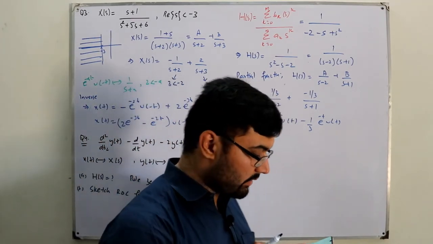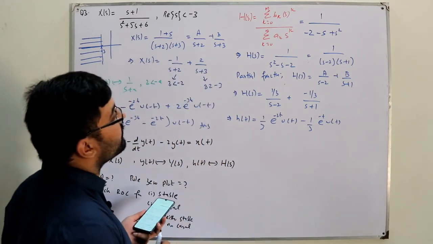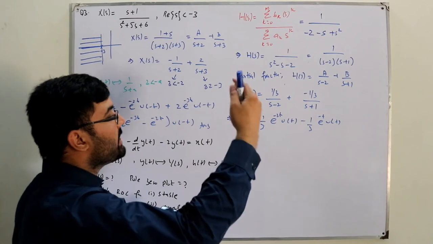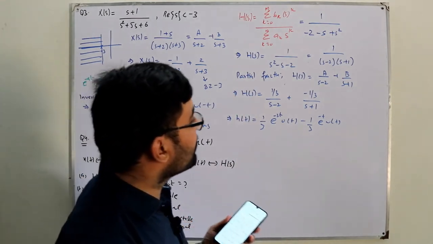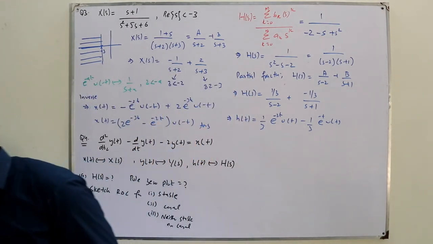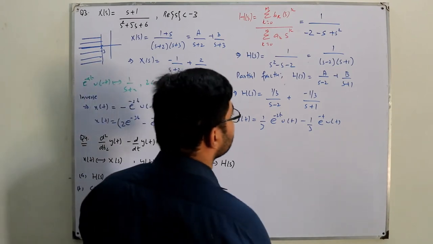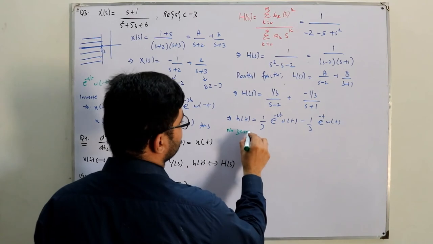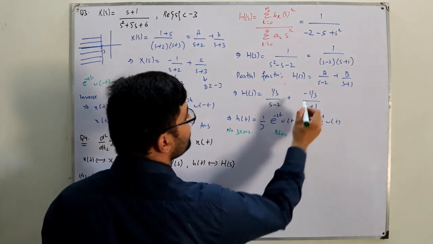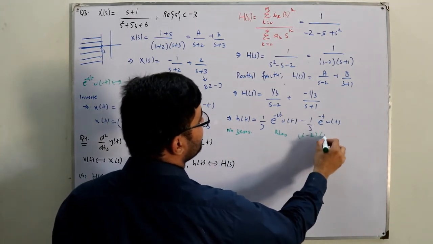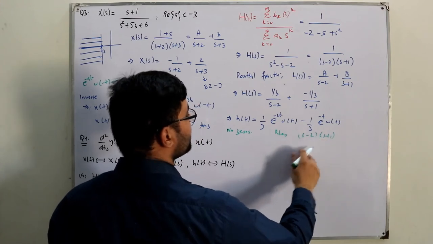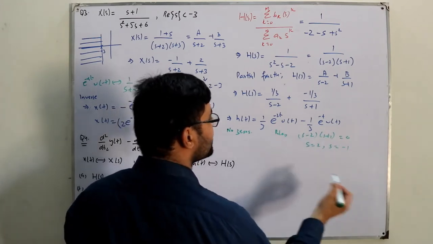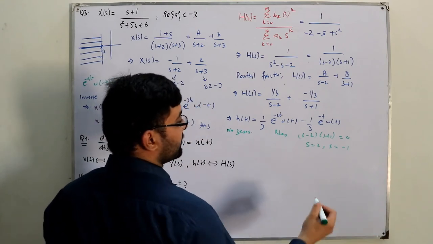Pole zero plot. What do we have? We don't have any zero. Zero is the root of the numerator. We have no zeros. And for poles, what do we have? We have s minus 2 into s plus 1. So you put it to 0. So s is equal to 2 and s is equal to minus 1 are your poles. So, have a look.